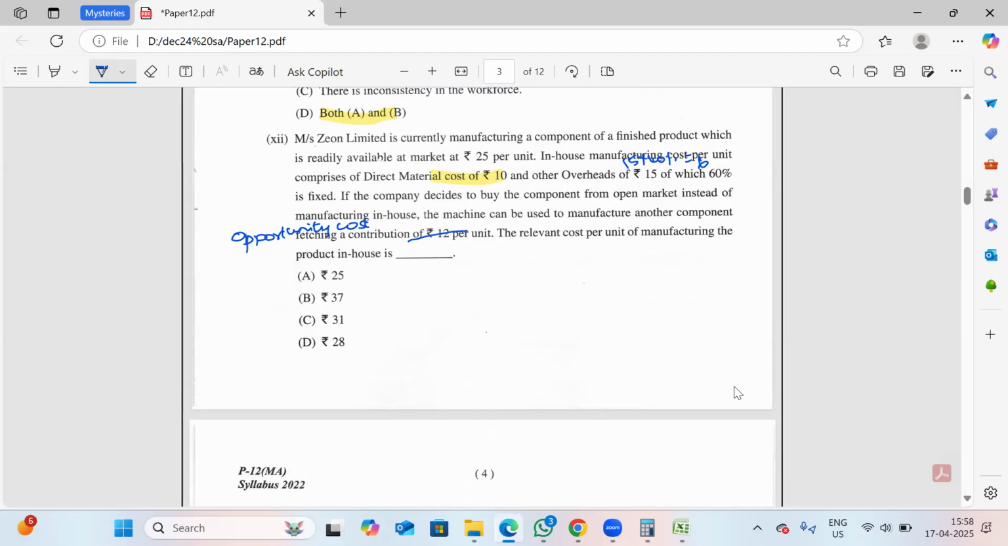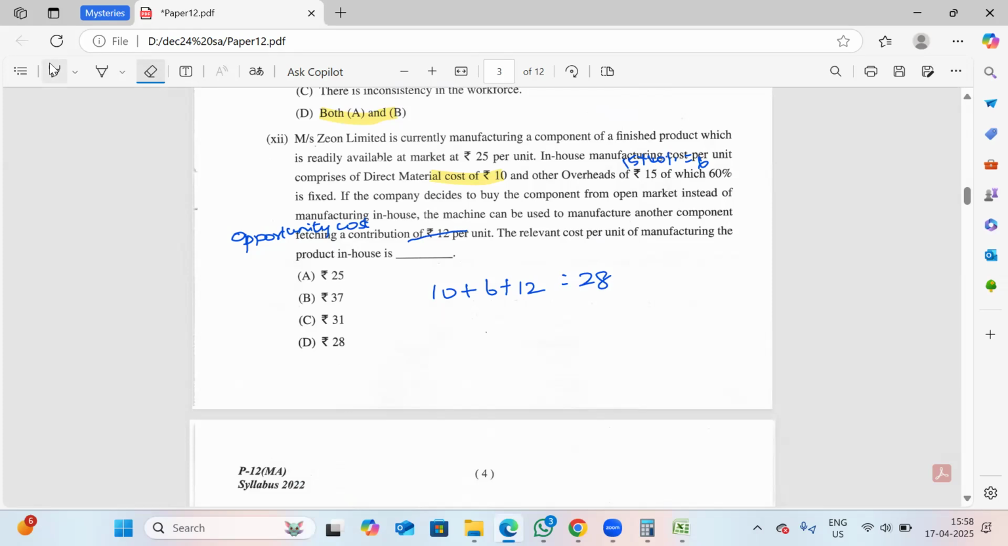So 10 plus 6 plus 12, so totally 28 rupees it will come. So my relevant cost per unit of manufacturing is 28 rupees. Hope this is clear for you.